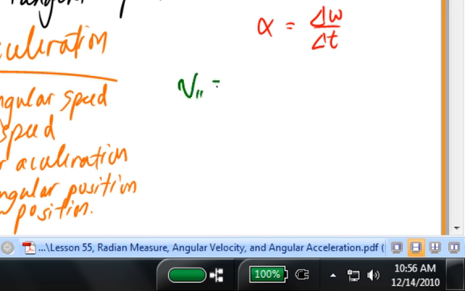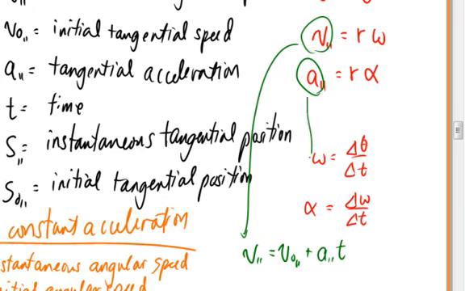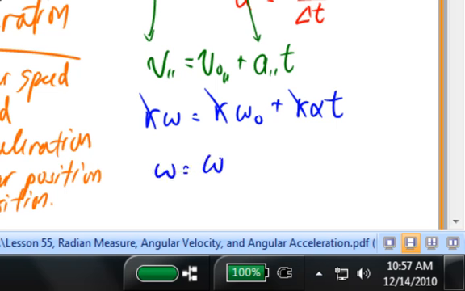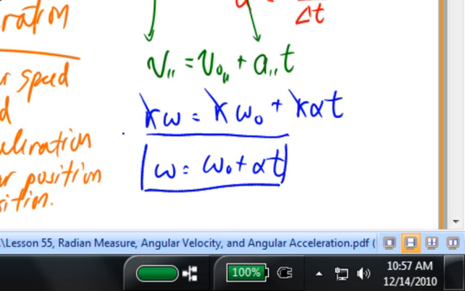So v parallel is v naught parallel plus a parallel times t. That's the first equation of motion. But let's recall that v parallel is r times omega, and a parallel is r times alpha. If I make those substitutions, r times omega is equal to r times omega naught plus r times alpha t. Now I have common factors of r that will divide out, so that omega is equal to omega naught plus alpha times t.